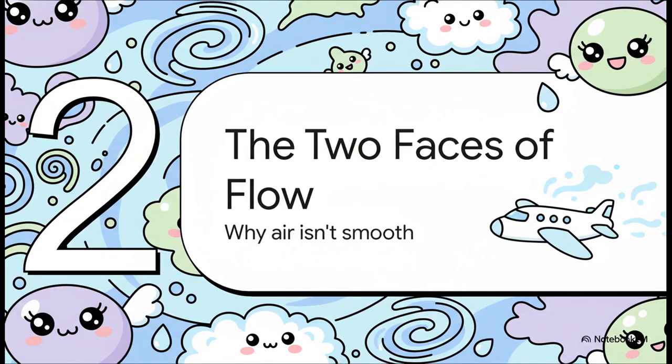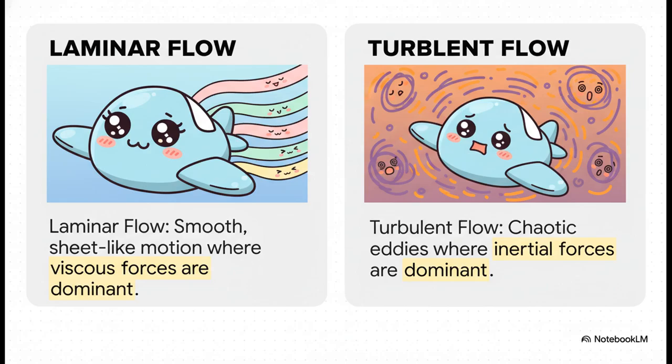Okay, to really wrap our heads around this, we gotta dip into some basic physics that explains how any fluid, and that includes air, actually moves. So, airflow really has two different personalities. On one hand, you've got laminar flow. Think of how honey pours out of a jar. It's smooth, it's predictable, it moves in these nice, neat layers. That's because the natural stickiness of a fluid is in charge.